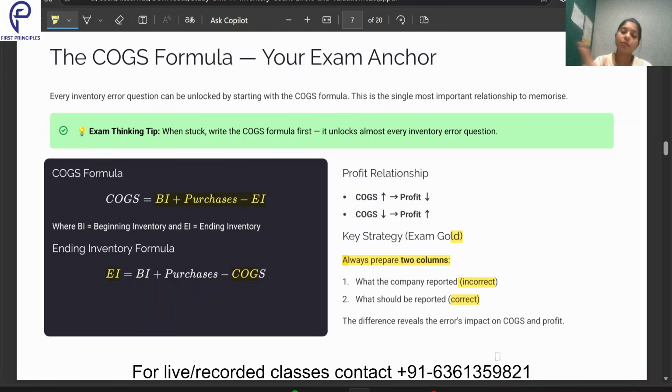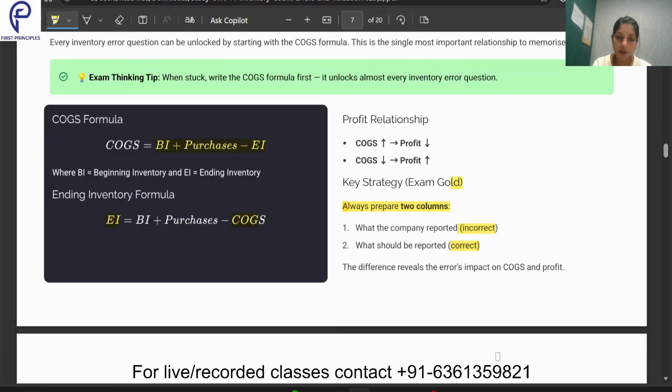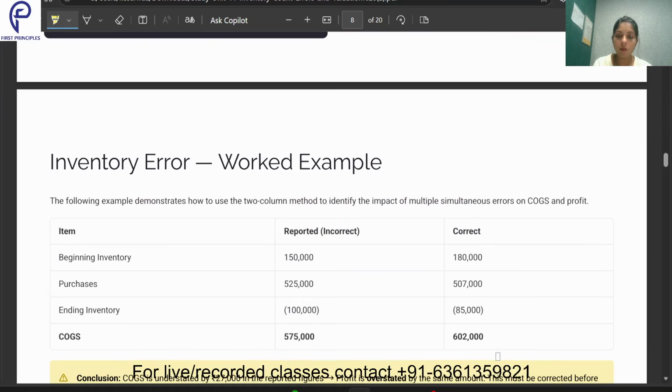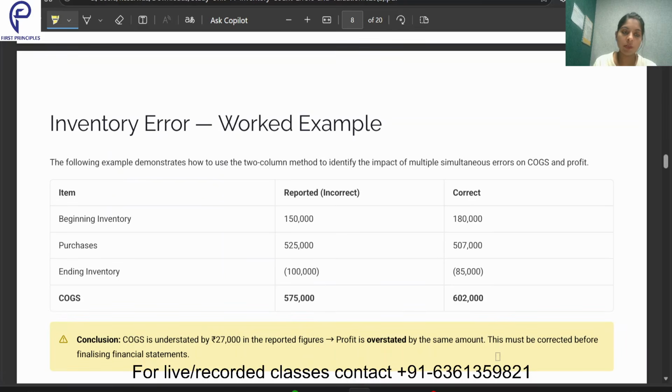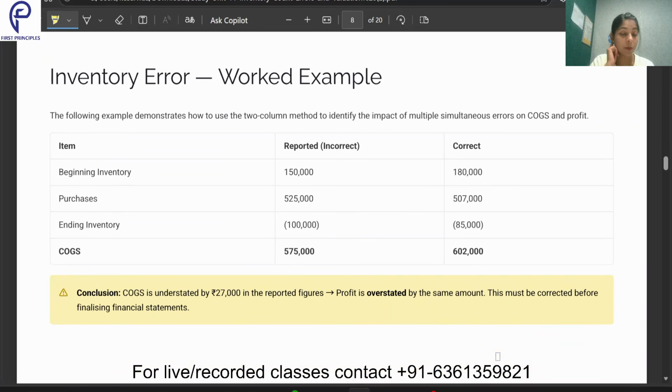Then we can take the difference of the two, and that's how we will remember we can calculate. So this example is given over here, so that becomes easier for us. The example demonstrates how to use the two column method to identify the impact of errors in COGS and profit. So beginning inventory, purchases, ending inventory, COGS, everything has been given to us.